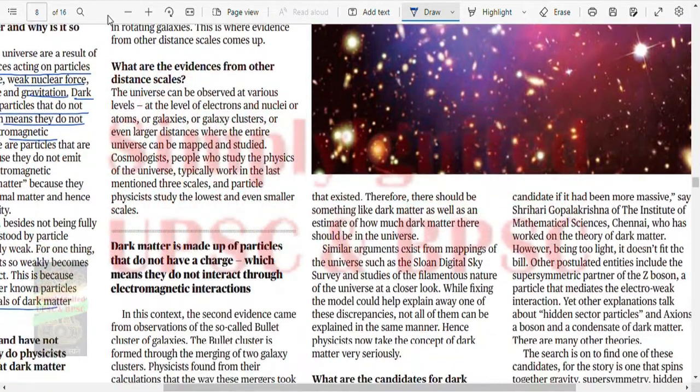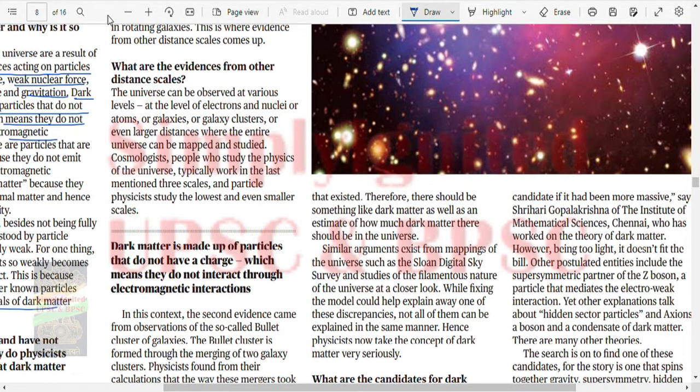Okay, so it is saying that the star, for example, should have gone 5 kilometers, but it went only 2 kilometers. So the 3 kilometer gap is created due to the gravitational pull of dark matter. Okay.